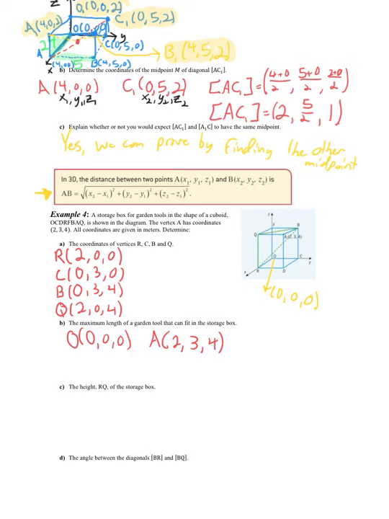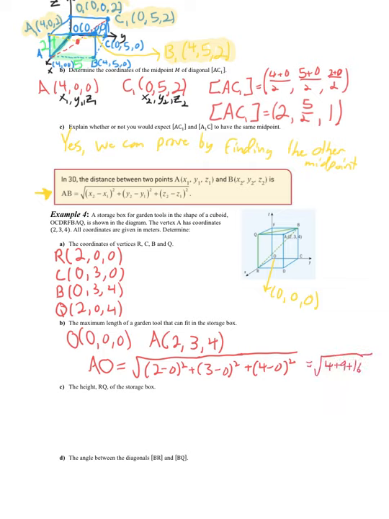And then you'll do, let's do this. We'll say AO, the square root of 2 minus 0 squared, plus 3 minus 0 squared, plus 4 minus 0 squared. That's how we'd set something up for the maximum length. And then that's going to give us 4 plus 9 plus 16. 2 squared plus 3 squared plus 4 squared.